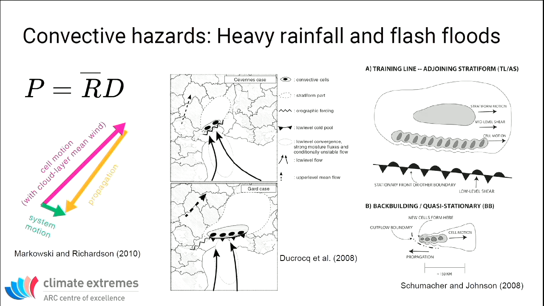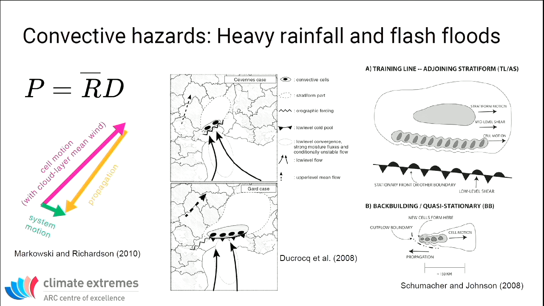5. So finally, heavy rainfall events. It's important to realize that these are a bit distinct from the other hazards because hydrology plays a big part. But in terms of the meteorology, things can be kind of summed up by this equation. So this is for those of you who like your equation simple. This equation is sometimes referred to as the first law of quantitative precipitation forecasting.